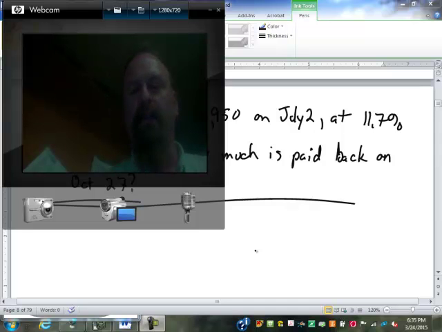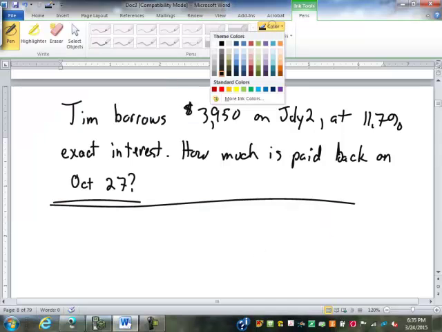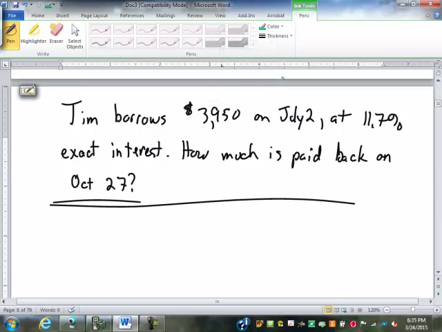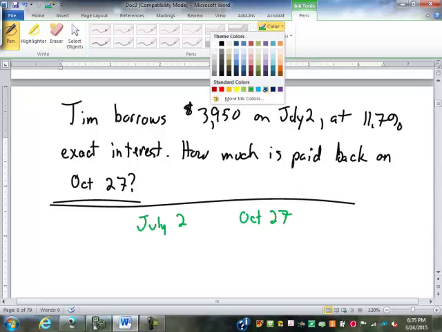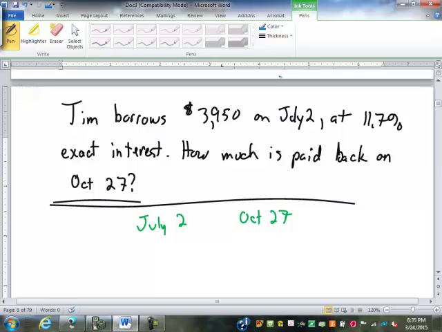Okay, so let's take a look at this one, see how you did. First thing, of course, is to figure out the days. We're going from July 2nd to October 27th. On the chart, July 2nd is day 183. July 2nd is actually the exact halfway point in most years, if it's not a leap year.